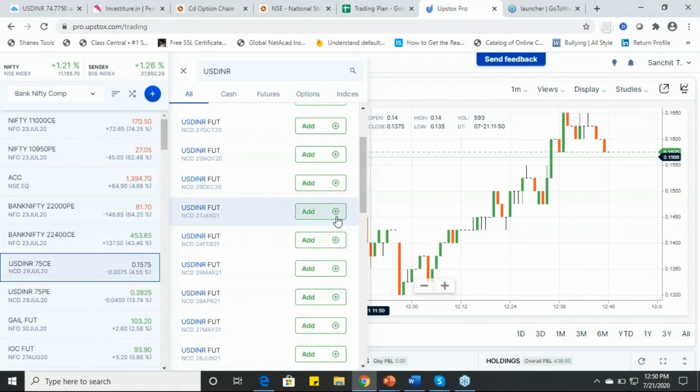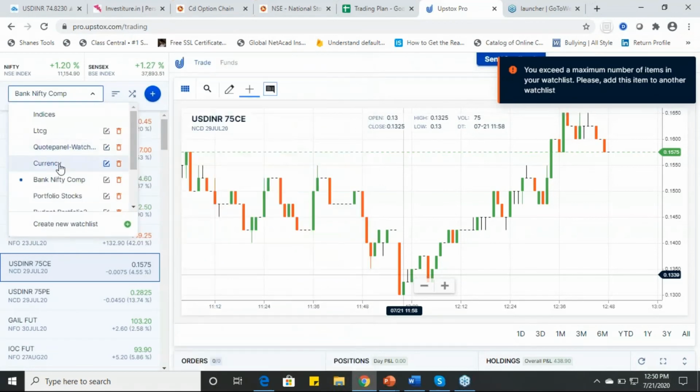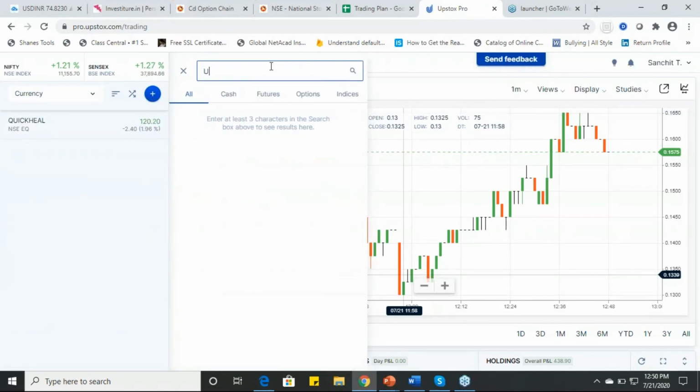So I can buy this contract as well. Okay, I'll just show it. I think I did. Okay, that one I did in a watch list. Let me just change it to the watch list, and this one works out. Okay, so that's our USD INR.